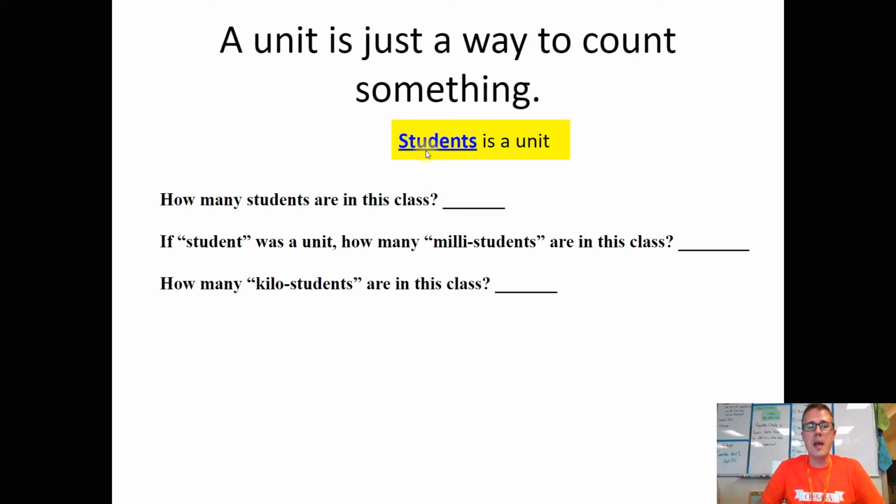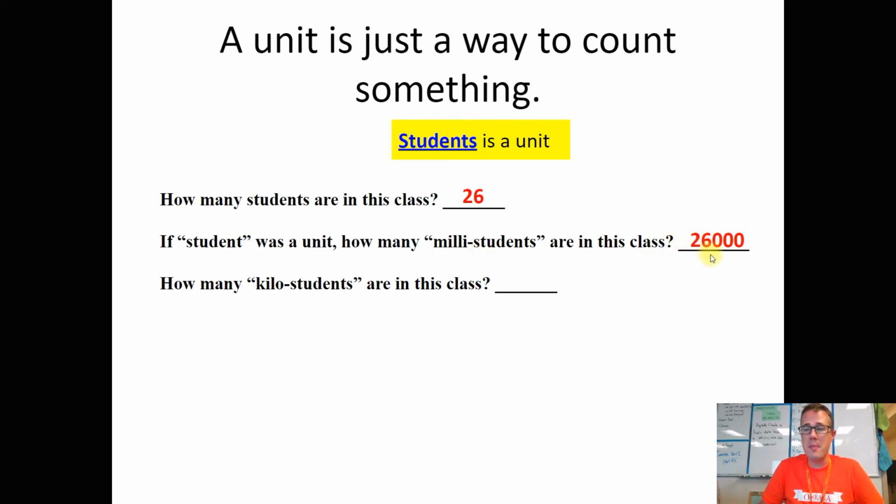So I want you to count how many students are in this class. I counted, let's say that in my class I had 26. You should have a number on your blank too. Well, if student was a unit, let's figure out how many millistudents are in this class. In order to get to millistudents, I have to swoop the decimal 3 spots over. So I would have 26,000 millistudents.